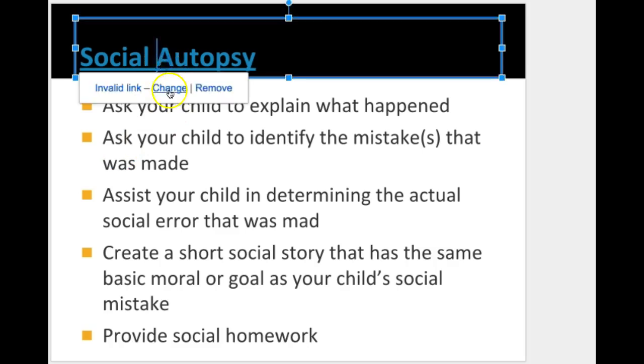So I'm going to just show you an autopsy. Oh, the link is invalid. Hang on a second and I'll get you.